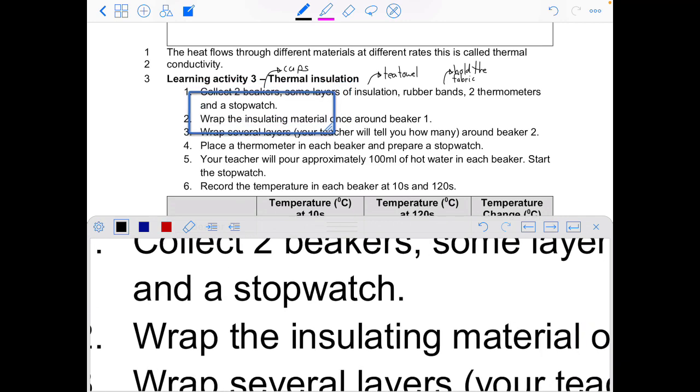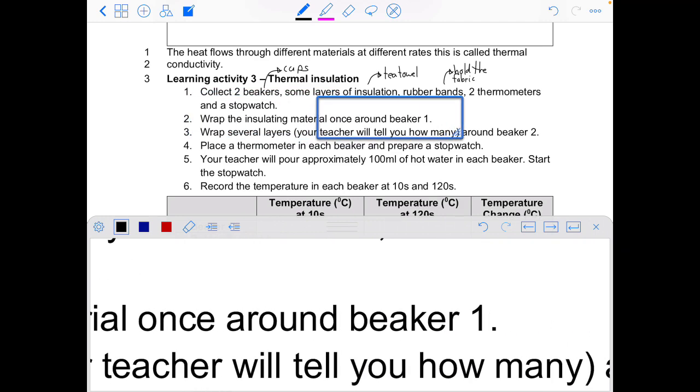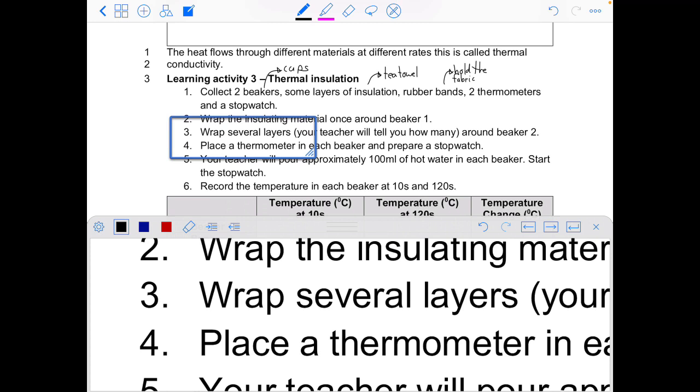So you want to wrap your insulating material, whether that's your tea towel, your scarf, your dishcloths, whatever, around beaker 1, around one of your cups. Then you want to wrap several layers. You could even have one cup with many, one cup with a little bit, and one cup with none. You could do three different ones depending on how you want to do it, but it doesn't matter how many you do.